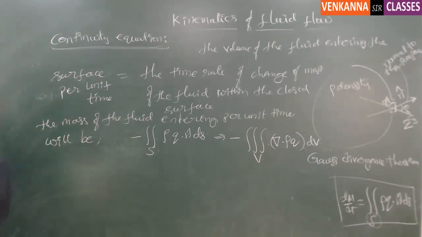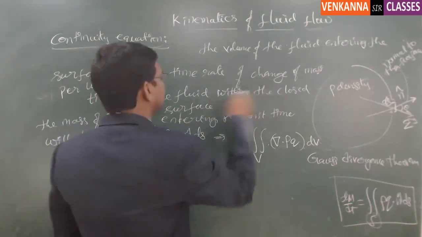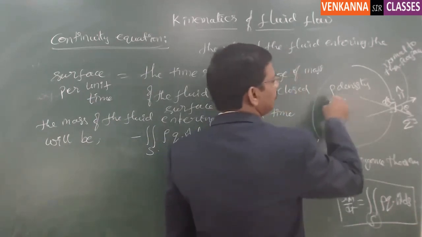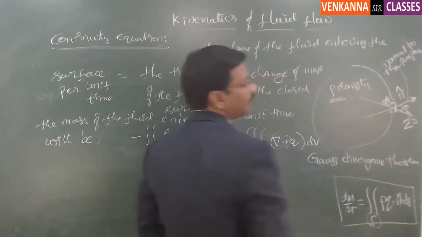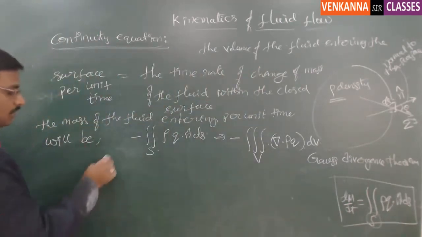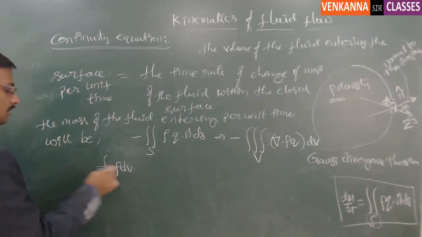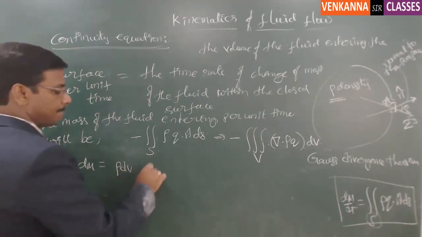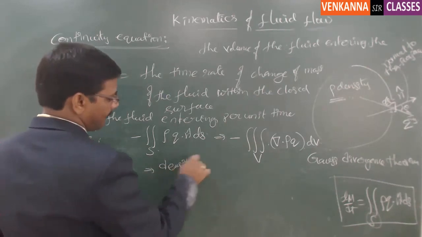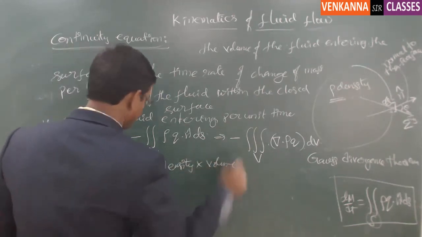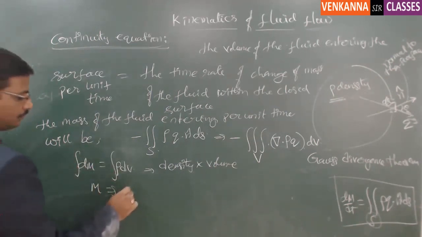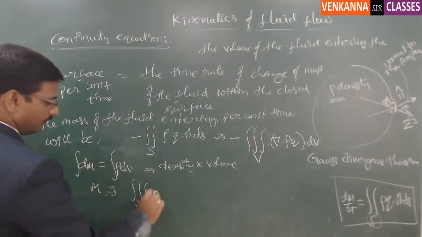So this is one side. Then the time rate of change of mass within the fluid. Here the density of the fluid is rho, and if you take an elemental mass and find the volume, rho into dV is nothing but dm, because density into volume is mass. If you want to find the entire mass, then it will be the integration. Then m is equal to triple integral over the volume V rho dV.